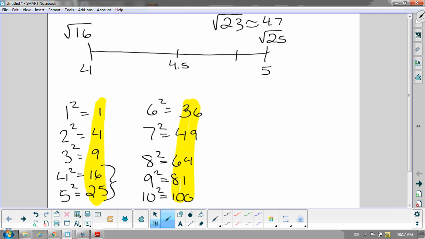And again, we're estimating, so if you look at the calculator, 4 point, square root of 23, close bracket, 4.795. So 4.7 or 4.8 would both be acceptable answers. Let's try one more.